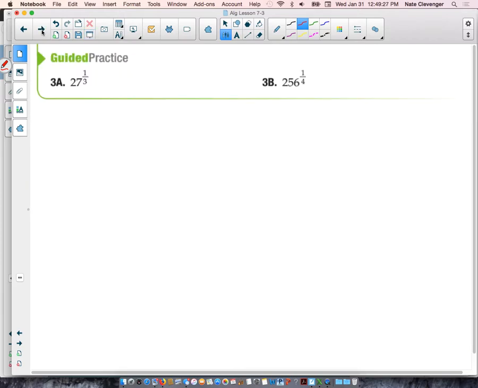Again, we know what the cube root of 27 is. That's 3, so I'm not even going to worry about that one. The 4th root of 256 is 4. I think it's 4. 64 times 4 is 256. Okay.